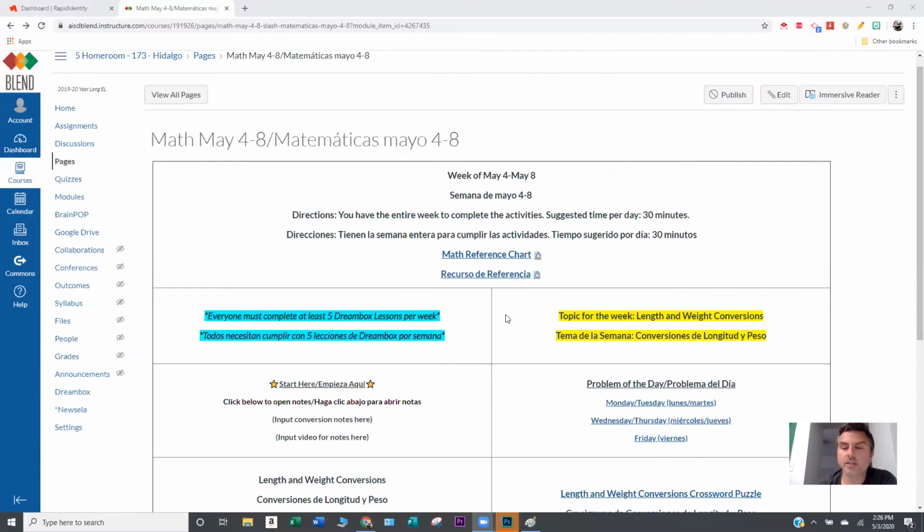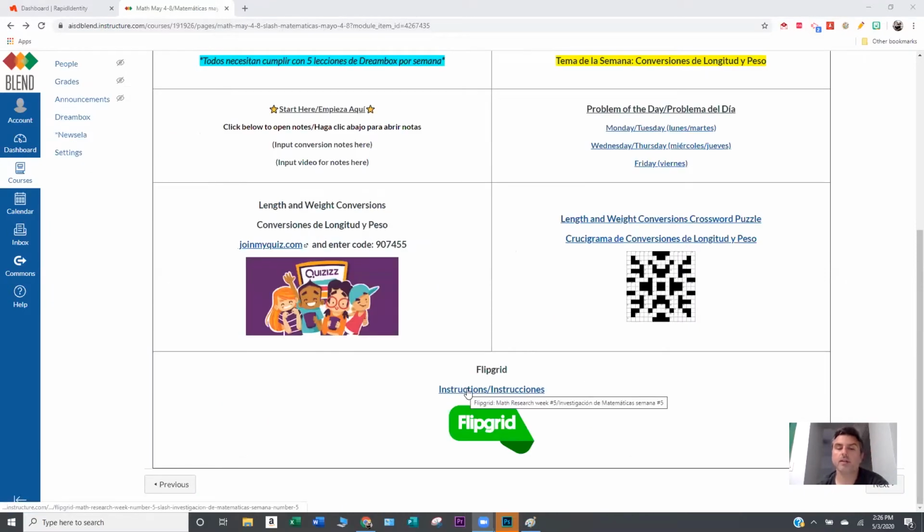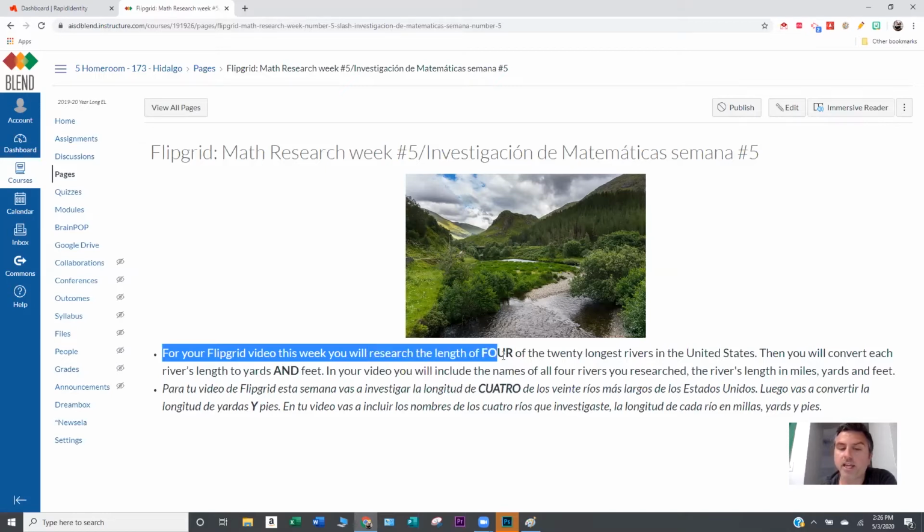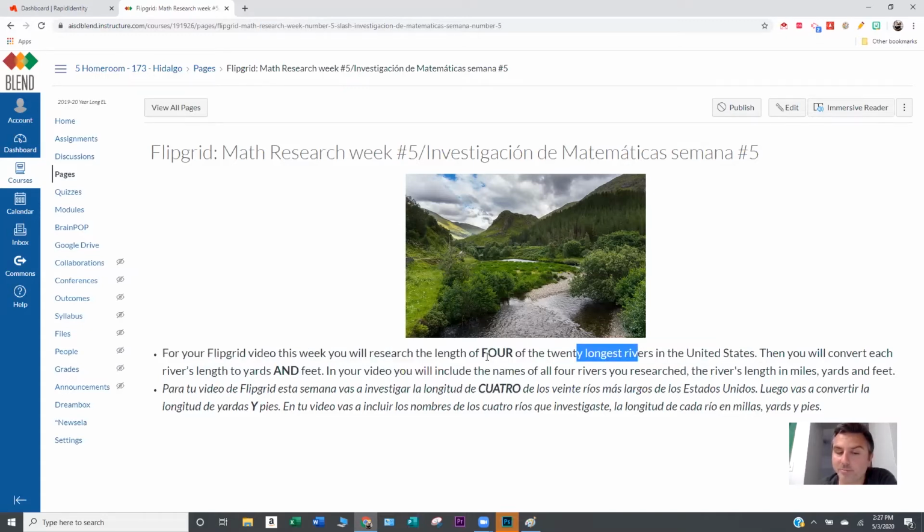So these are the math assignments for the week, but here's the Flipgrid lesson, and when you click on this, the instructions appear. Looks like this week you're going to research the length of 4 of the 20 largest rivers in the United States, the longest rivers. That's what you're looking for. You get to pick 4 of the 20 longest rivers.